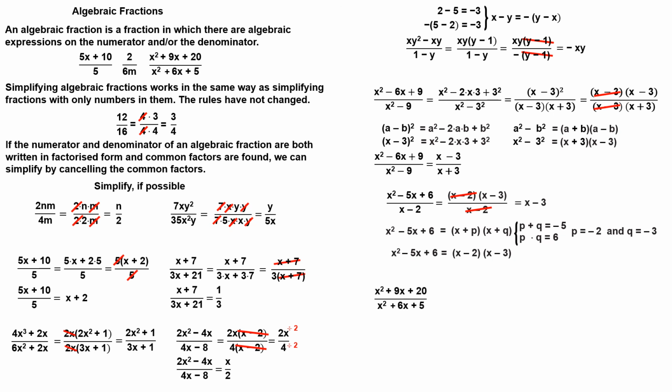To factorize the denominator, we need two numbers which multiply to give 20 and add to give 9. The numbers are 4 and 5. To factorize the denominator, we need two numbers which multiply to give 5 and add to give 6. The numbers are 1 and 5. After cancelling, we get this fraction.